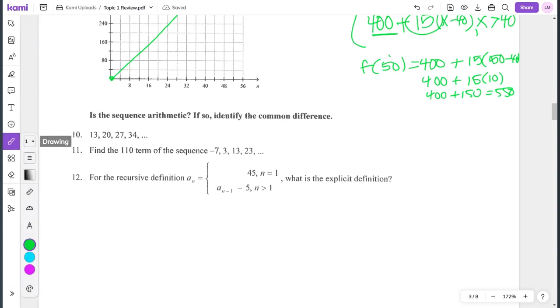All right, here's the sequence. So number 10 wants to know, is it arithmetic? And if so, what's the common difference? And it is arithmetic. I don't need to find the sum. I just need to show that it's arithmetic. And so it's a yes, and we're adding 7.